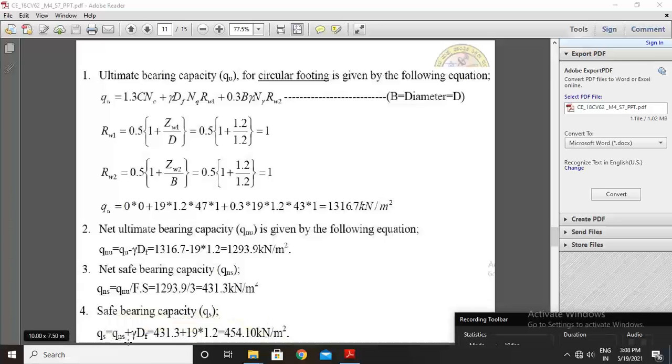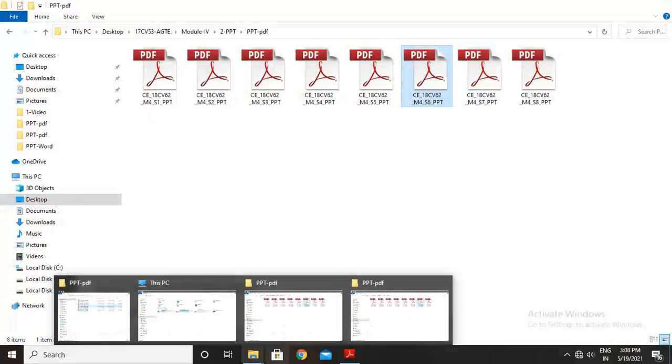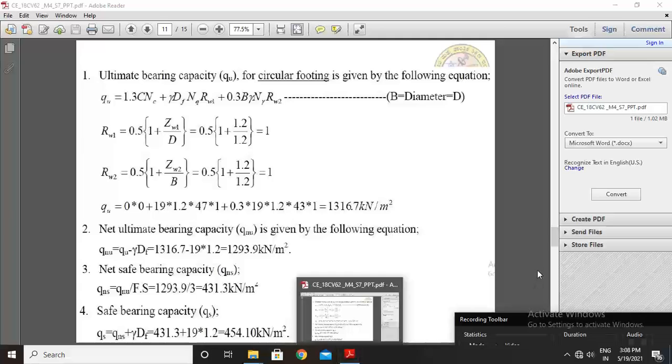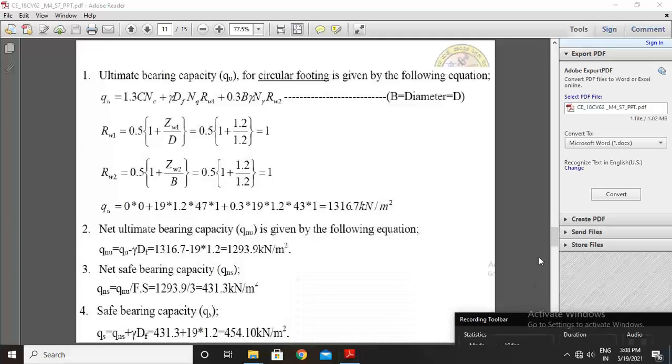The next step, safe bearing capacity QS, is given by QS equal to QNS plus gamma into Df. That is, QNS, the net safe bearing capacity, plus the overburden pressure, that is unit weight of soil into depth of the footing. Substituting the values: QNS is 431.3 plus gamma 19 into Df 1.2. Solving these equations, we get 454.10 kilonewton per meter square. So this is the SBC for circular footing.